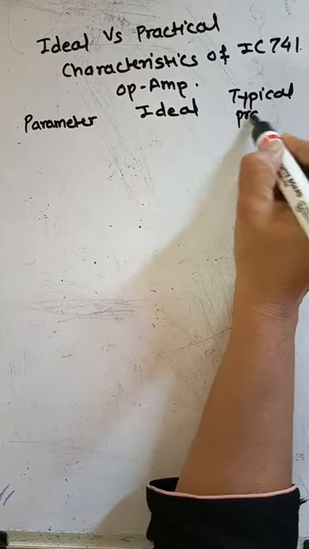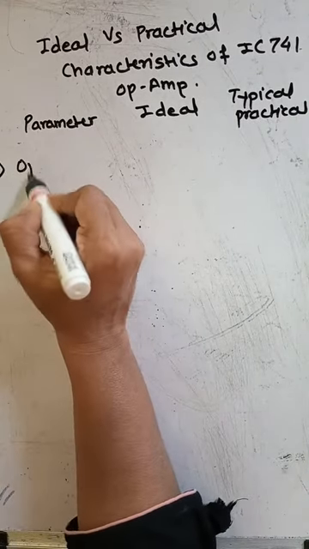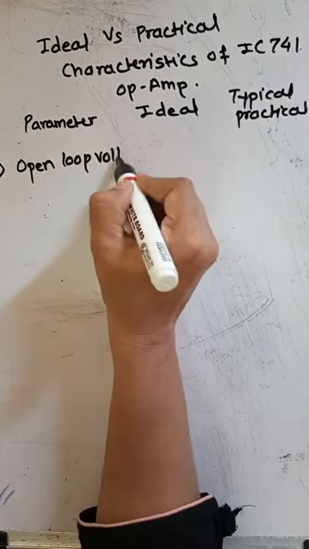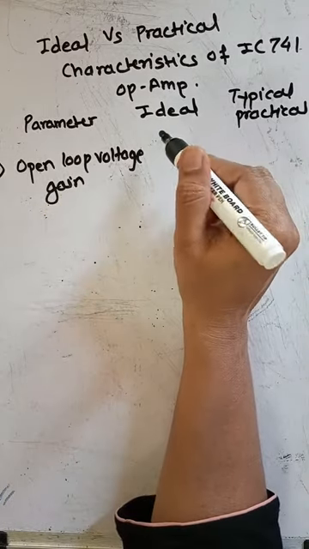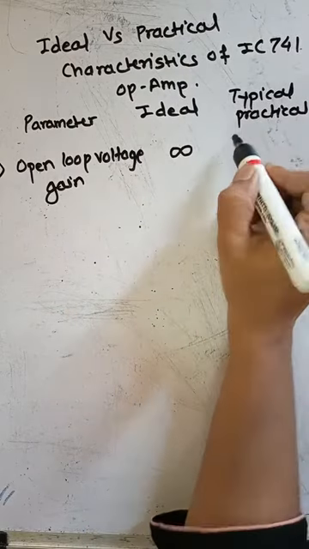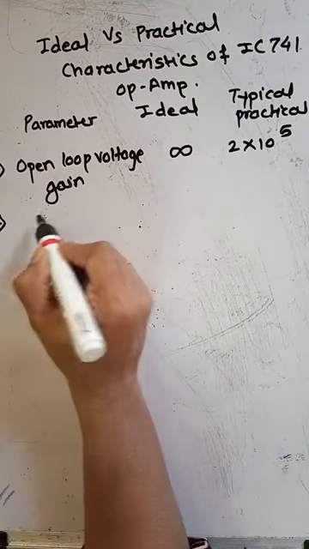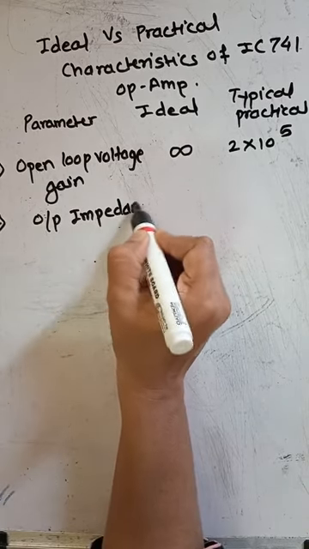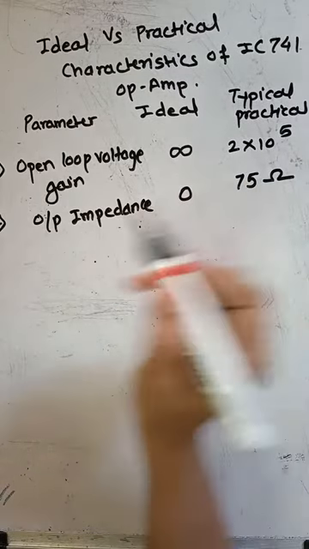So first, open loop voltage gain. Already we know that ideally the open loop voltage gain is infinite, and practically it is 2 into 10 raised to 5. Then output impedance of operational amplifier, ideally it is 0 but practically it is 75 ohm.